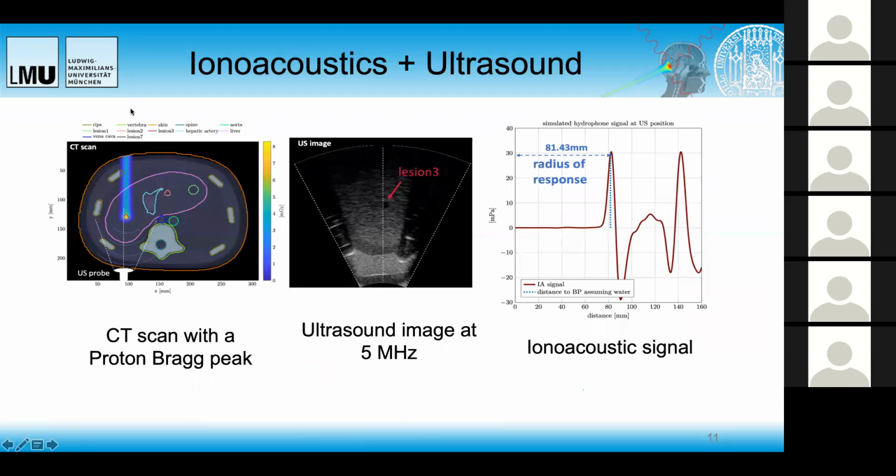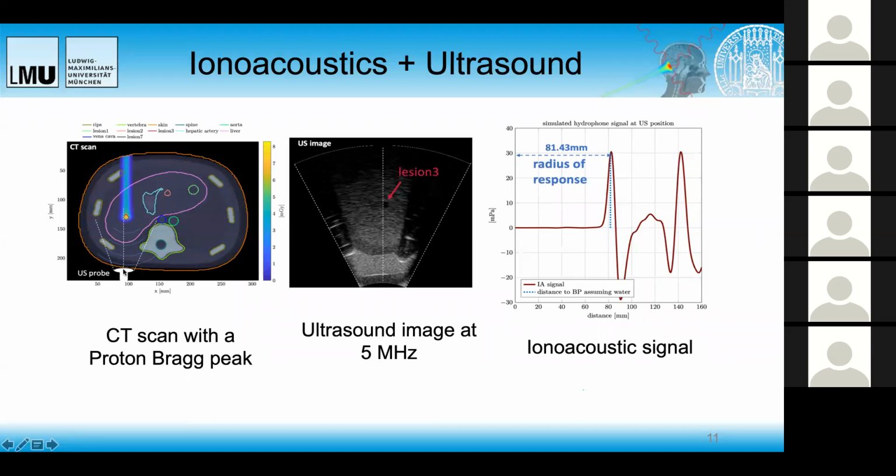And to jump back to the beginning, where I was mentioning that anatomy tracking needs to be combined with beam tracking, a potential acoustic solution could look like this. So here we have a patient, an abdominal patient, and a small lesion inside here in the liver, which is now being irradiated from the top. And this basically leads then to an acoustic emission.